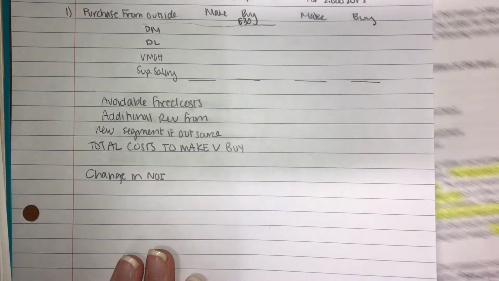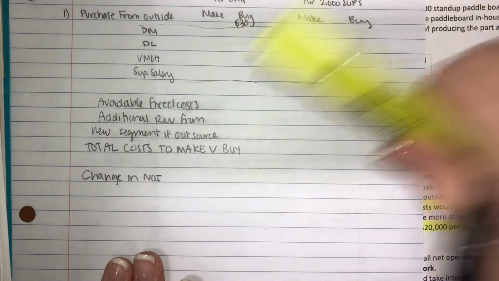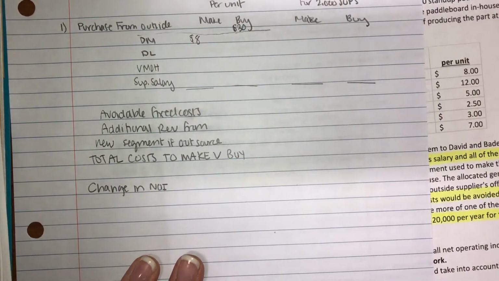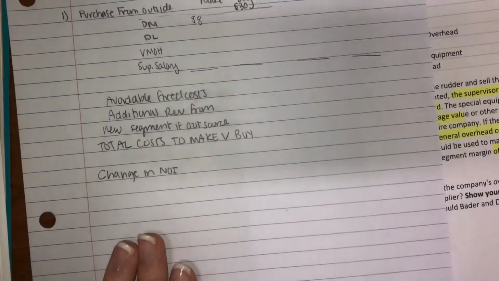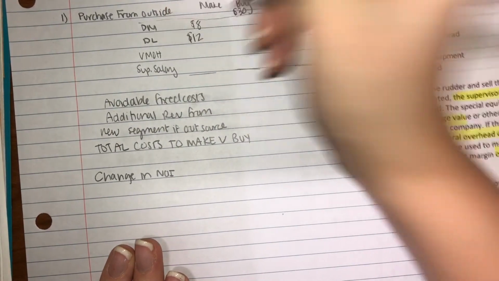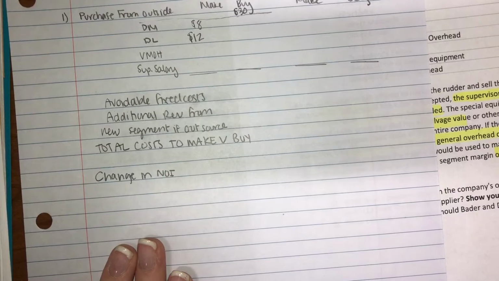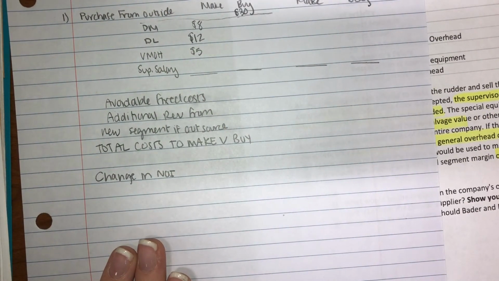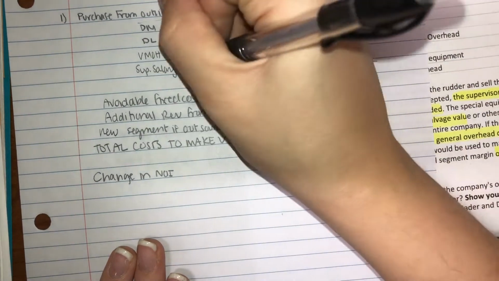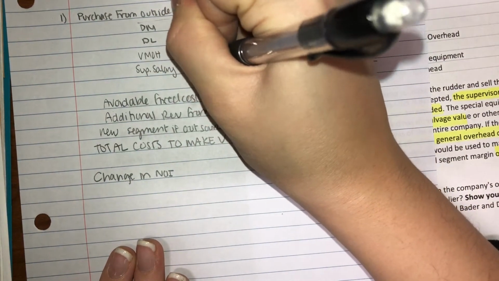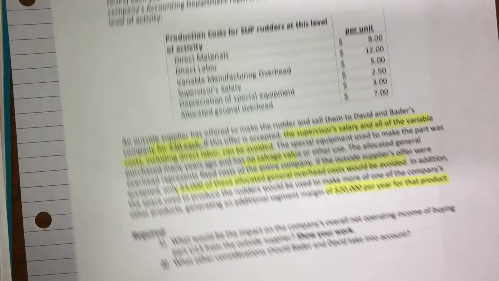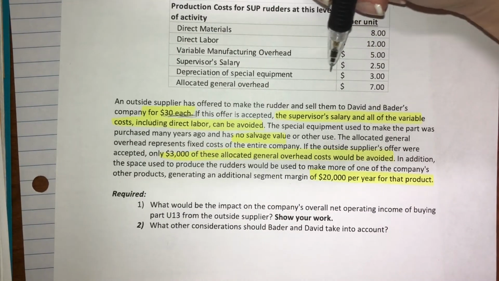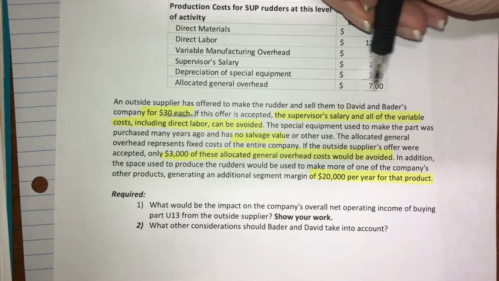Looking at our sheet, we have $8. That's our direct material that's avoidable. Our direct labor that's avoidable is $12, and our variable manufacturing overhead is $5. So I've hit these three right here. And then we have a supervisor's salary of $250. We got a few of them, but what about these others? We weren't using this one and we weren't using this one.